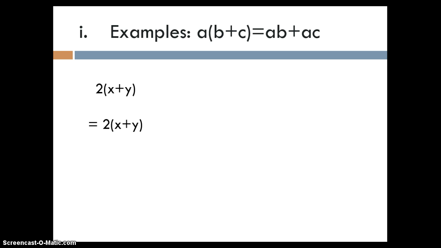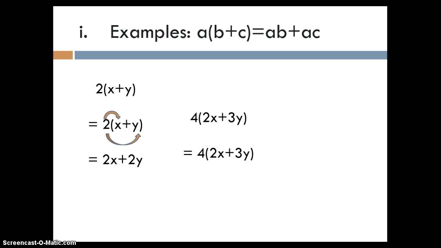All right, we'll start with 2 in parentheses x plus y. So the first thing you're going to do is take 2 times x, which would give you 2x, and 2 times y, which would give you 2y. And the sign would be addition because it is addition inside the parentheses. So your end result would end up being 2x plus 2y.